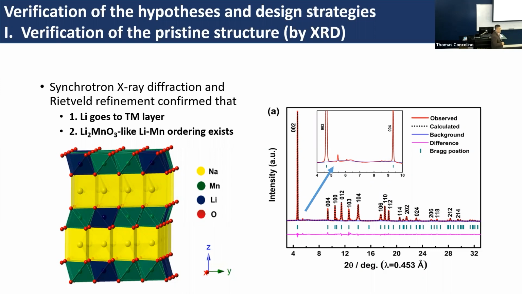But this is just a signal, not quantification. We know that it's there, but you cannot quantify this because lithium is a light element. It doesn't scatter well, so you cannot quantify those small amounts accurately.